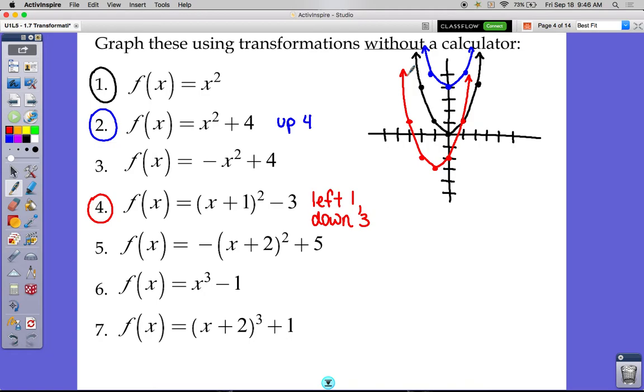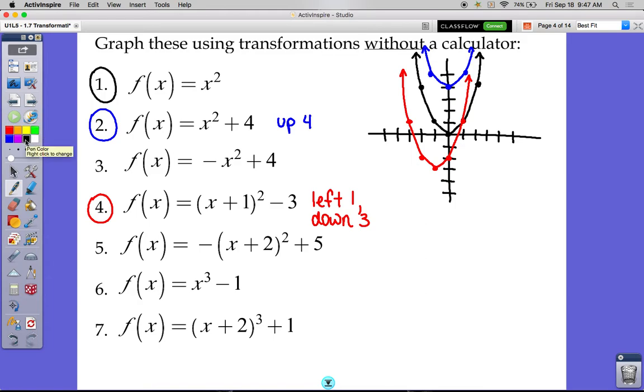Alright, so that takes care of those ones that just either move up, down, left, or right. I do want to take a look at what happens with number 3 and looks like number 5. But we're going to create a different graph for those. So we're going to come back here. Let's make this one green just for a different color.